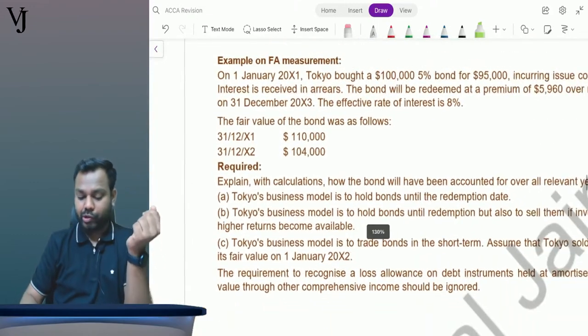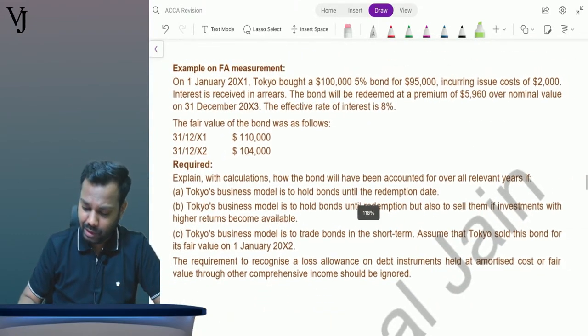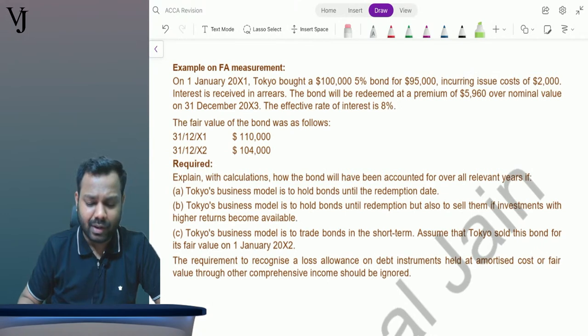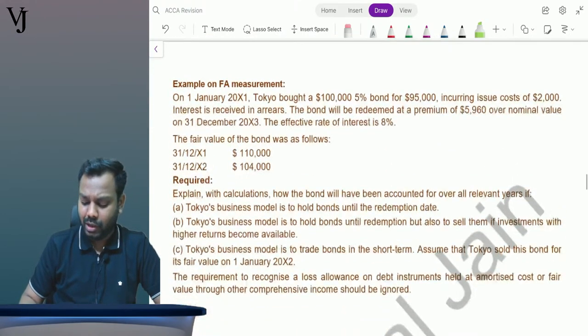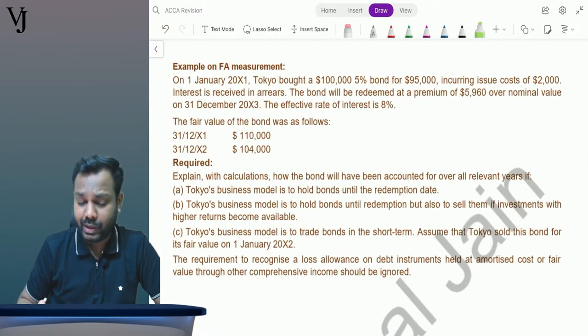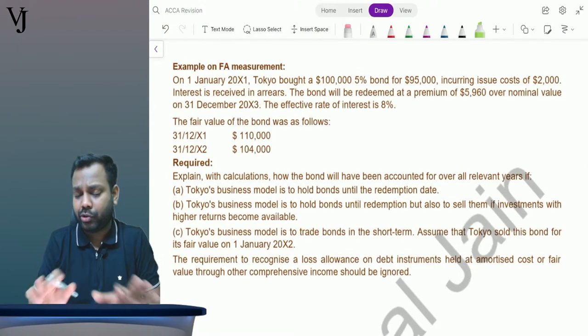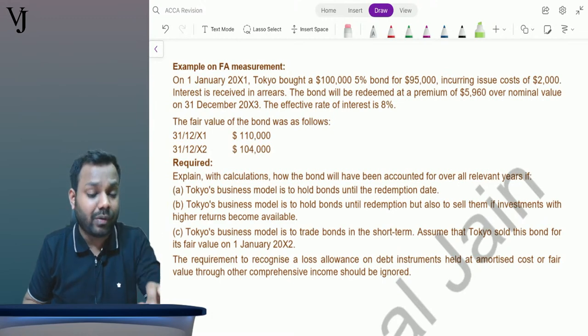Now this is a question on FA measurement. I have explained everything, guys. Everything that I have explained is applicable in this question. Though I am not solving this question here in the class, I will discuss it. After the class, you have to solve this question, all of you.